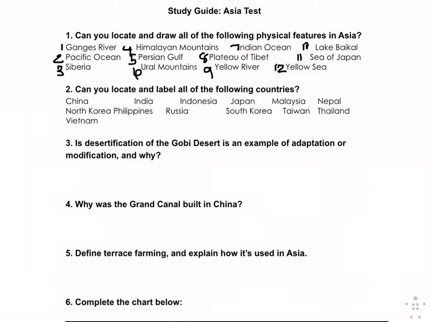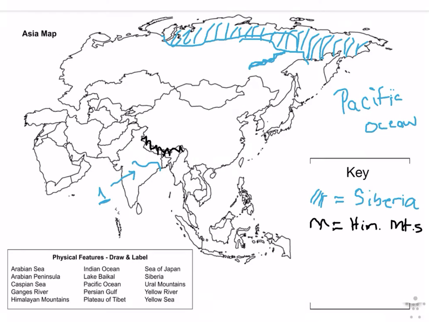We're going to go ahead and go to the Persian Gulf. Now, the Persian Gulf is located near the Arabian Peninsula. So let me see the best way to do this. Let's go ahead and color it green. So my green represents the Persian Gulf.